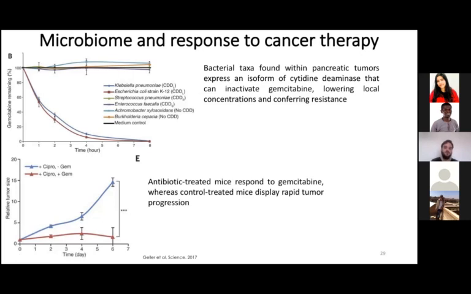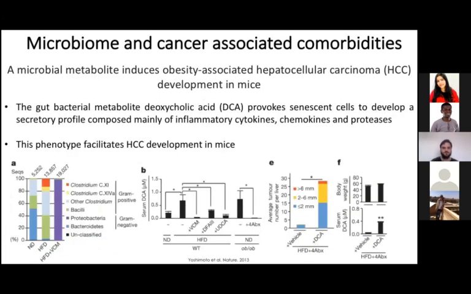However, control-treated mice displayed rapid tumor progression. So again, showing here that there is something going on in terms of the microbiome and response to this particular chemotherapeutic drug. I also mentioned that the gut microbiome can be associated with other cancer comorbidities.